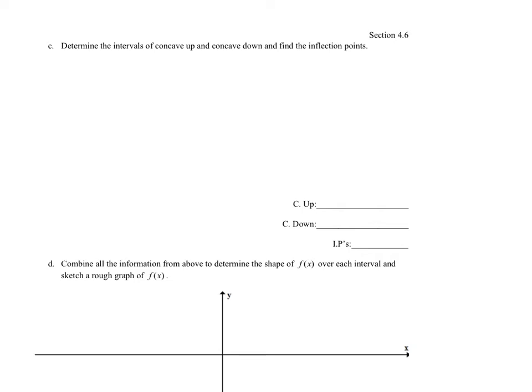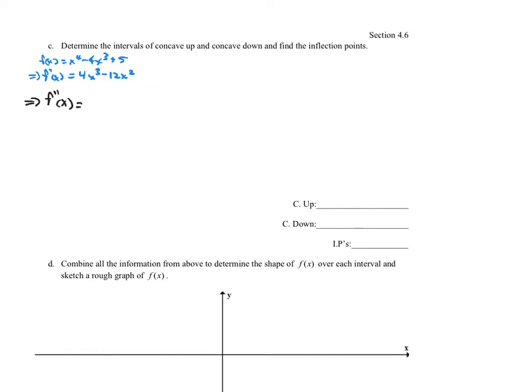So part C, or step 3, is analyzing the second derivative. That gives us the intervals of concave up and concave down, and also our inflection points. So let's remind ourselves again what our original function is and what the derivative was. Our original function f of x was x to the fourth minus 4x cubed plus 5, which told us that our derivative of the function was 4x cubed minus 12x squared. And that tells me now I can analyze the second derivative of the function.